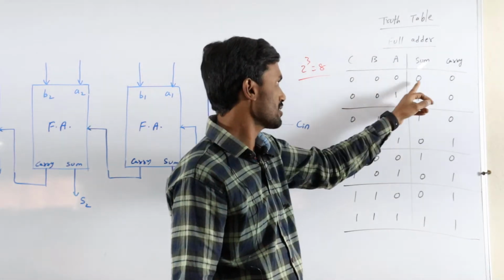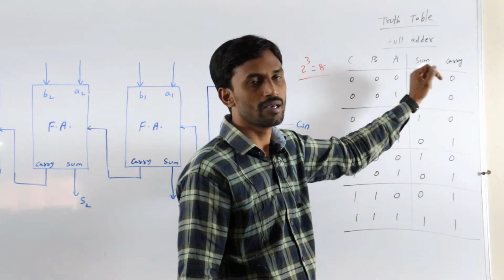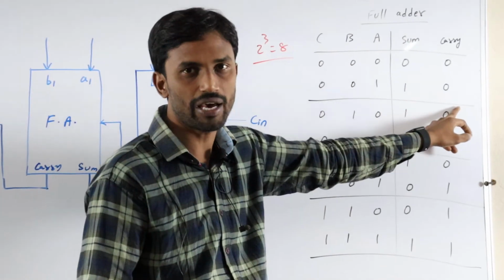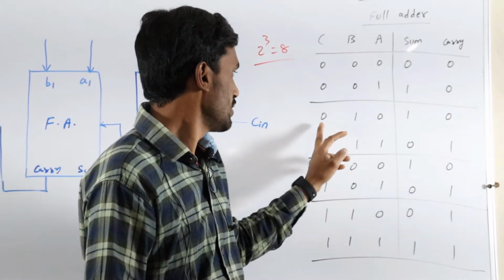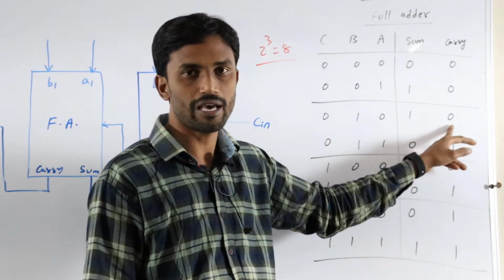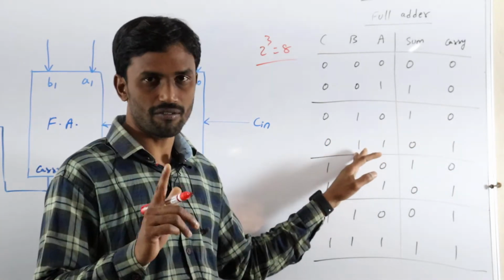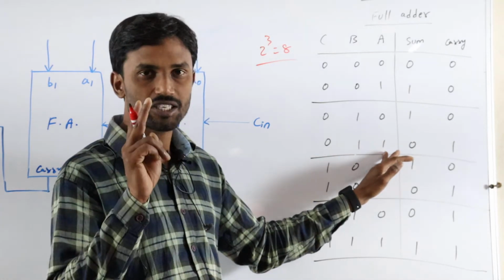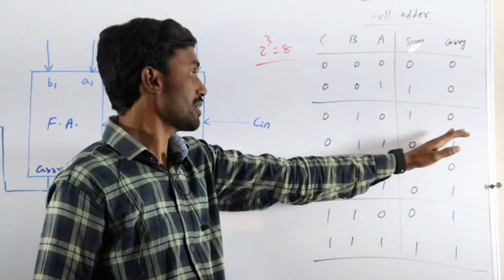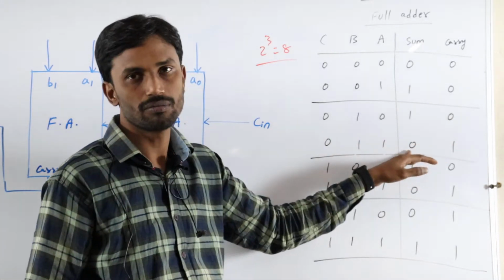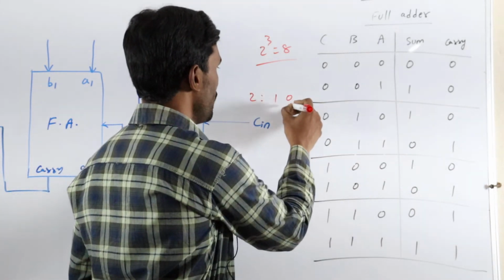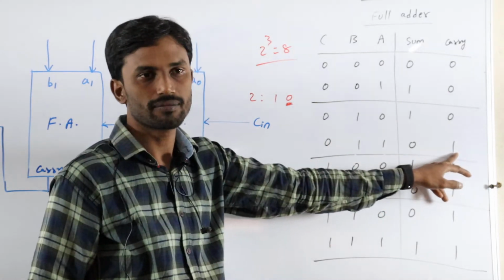When all 3 inputs are 0, the sum is 0 and the carry is 0. Now 0 plus 0 is 0, 0 plus 1 is 1. The sum is 1, there is no need of carry, no carry will generate. 0 plus 1, again 1, 1 plus 0, again 1. Sum is 1, there is no carry. Now you see 0 plus 1 is 1, and 1 plus 1 is actually 2 in decimal. So 2 in decimal is nothing but 1 0. So carry will be 1 and the sum will be 0. I hope you understand. So 2 we represent with 1 0, the sum is 0 and the carry is 1.